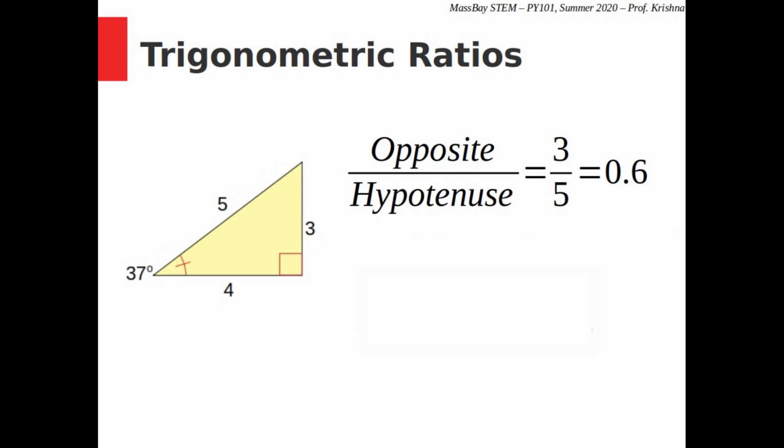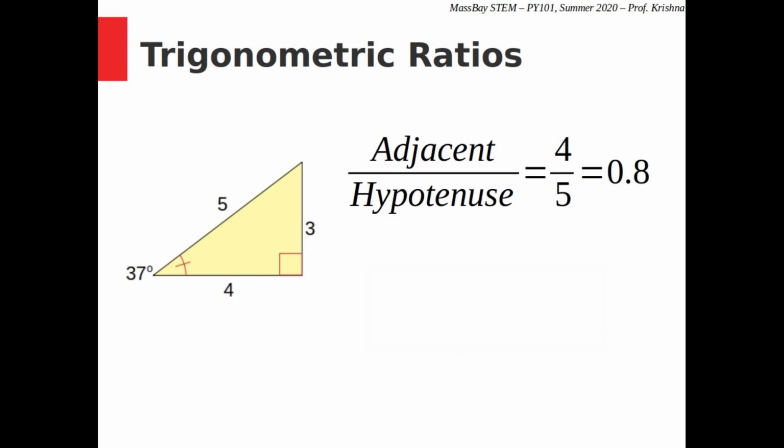So we could say if a right triangle has a 37-degree angle, the ratio of the opposite side to the hypotenuse must be 3/5, which is 0.6. More generally, if a right triangle has a 37-degree angle, the length of the opposite side divided by the length of the hypotenuse must be 0.6. We call the quotient of the opposite side and the hypotenuse the sine ratio. And so we can say the sine of 37 degrees is 3/5 or 0.6.